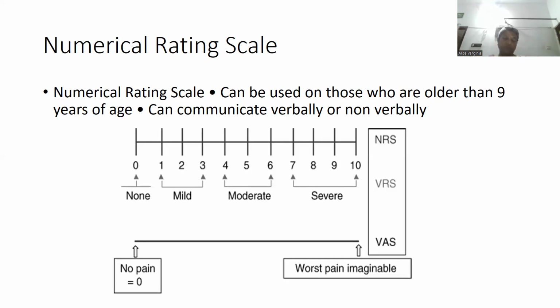Previously they used to show the coins, 25 paisa or 50 paisa, something. How much is yours? Okay, but this also will help you to find out whether the patient is having mild, moderate, or severe pain. Next slide, please.